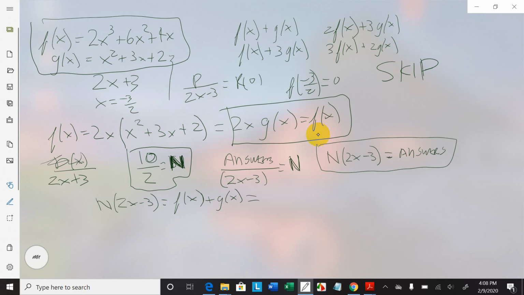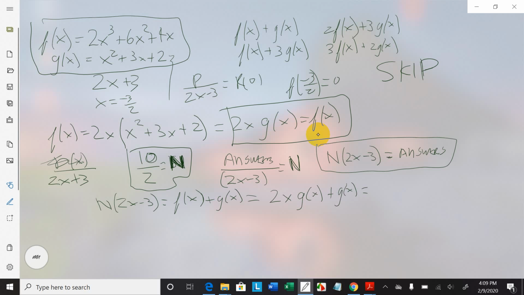Again, we're just doing some research here. f(x) is 2x times g(x). So look, 2x times g(x) plus g(x). Interesting, right? Do you see where we're going? 2x times g(x) plus g(x).